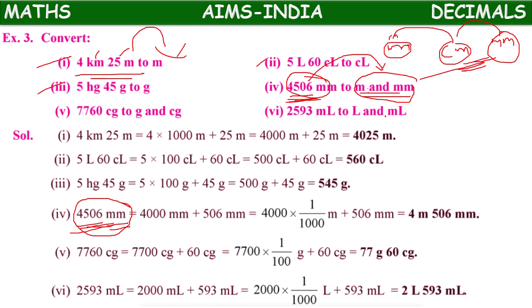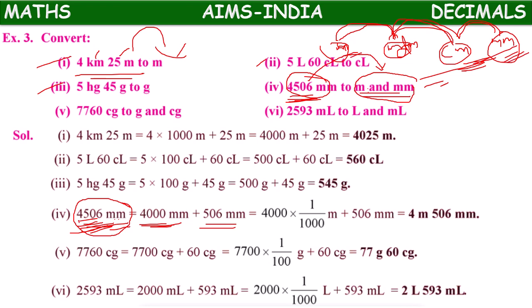One minute, children. Okay, in what way have they given it here? 4506 millimeter. So what have they done? 4000 they have separated. 4000 millimeters plus. Sorry, deci is there. Before centimeter, decimeter. Before decimeter, we have meter. Three places, 1, 2, 3. Means by 1000 we have to divide, for converting millimeter into meter.